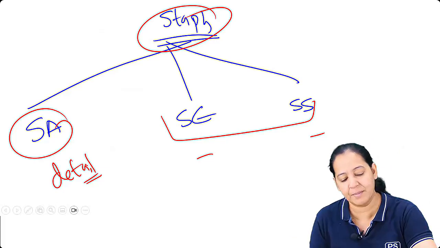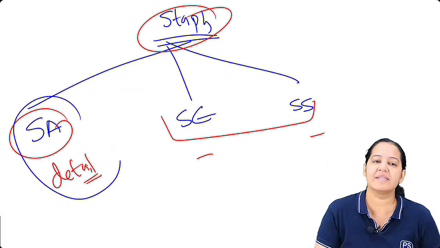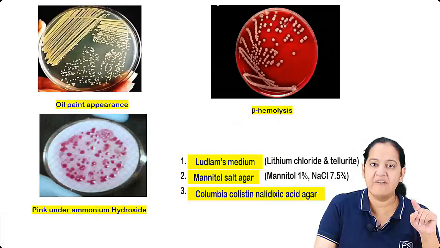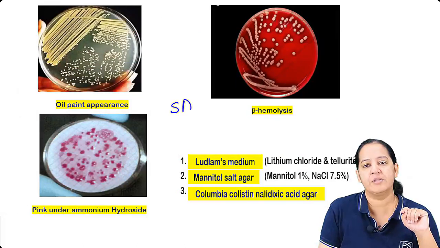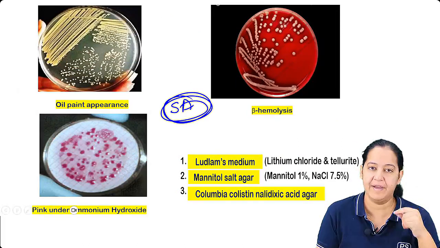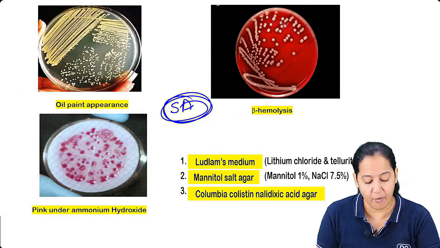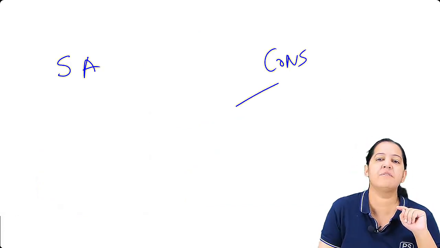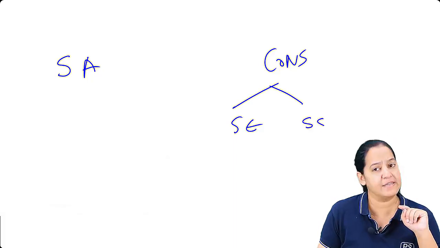So can I start the main hero? Are you people with me? Can I start Staph aureus? Let's start Staph aureus, है ना? So Staph aureus का कल्चर मीडिया बताओ. I am teaching you Staph aureus, the main hero, culture media. सबसे पहले take Staph aureus, है ना? There are 3. So Staph aureus and cones. कोन्स में we have Staph epidermidis and Staph saprophyticus.